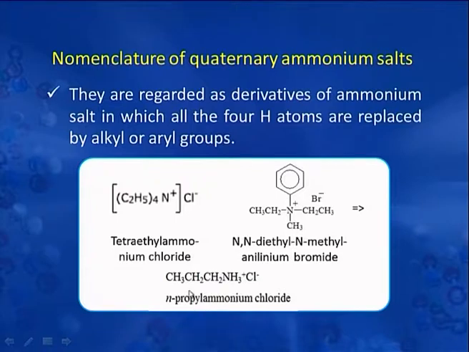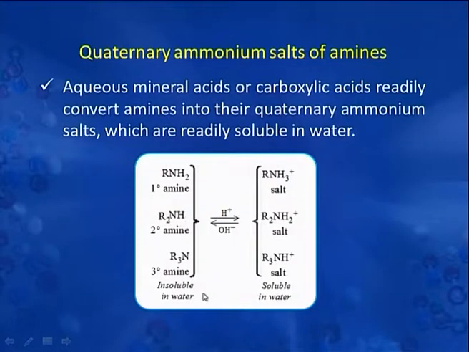In this case, you can see that this is a quaternary ammonium chloride where only one hydrogen is replaced by a normal propyl group. Otherwise, all the three hydrogens are present as such, and that is why the molecule has been named as N-propylammonium chloride. We will now discuss the quaternary ammonium salts of amines.